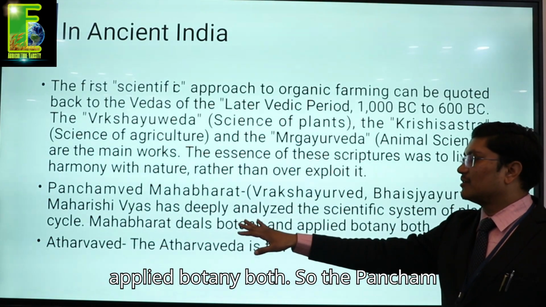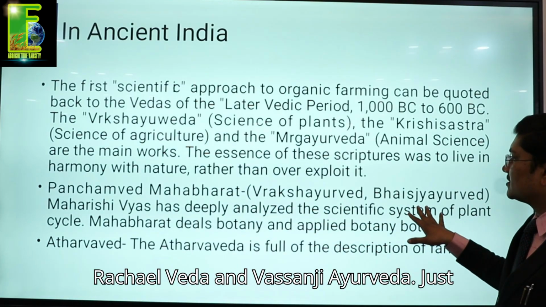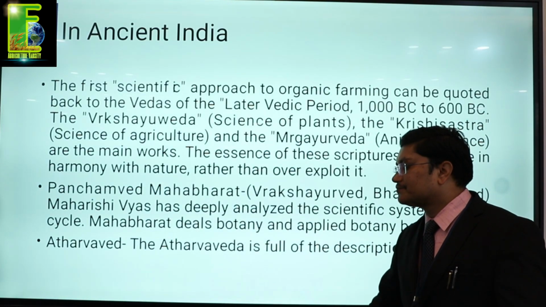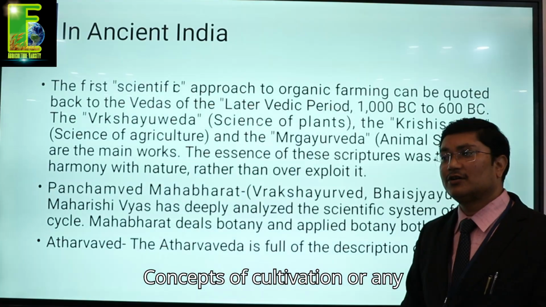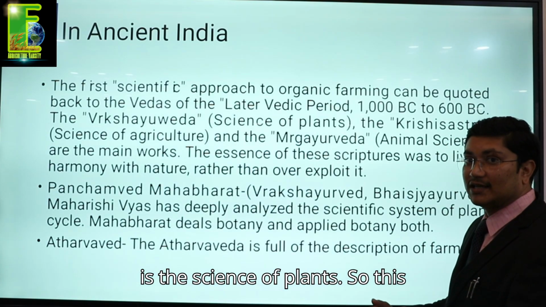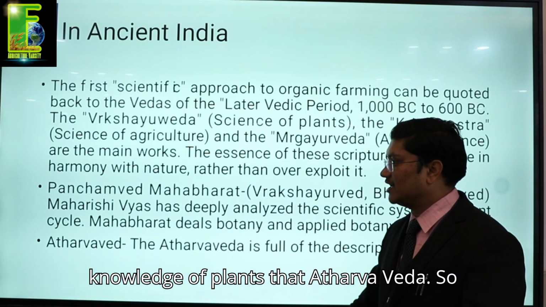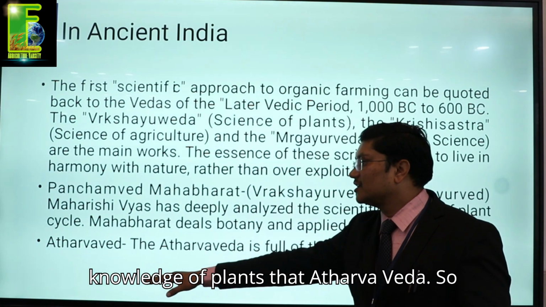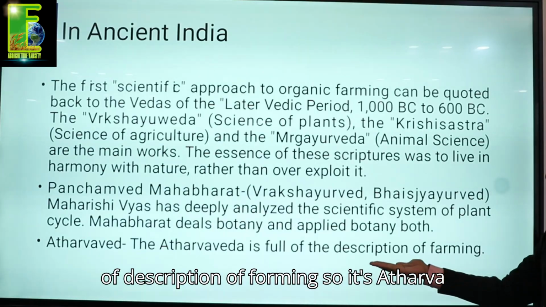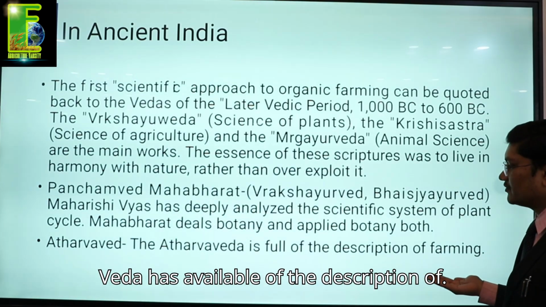So the Pancham Veda Mahabharata has also taken up the Vrikshayurveda and Bhaishajya Ayurveda, which deal with the concepts of cultivation or organic cultivation, and the science of plants. So this is also considered scientific knowledge of plants. Then the Atharvaveda, which has also included a lot of description of farming.